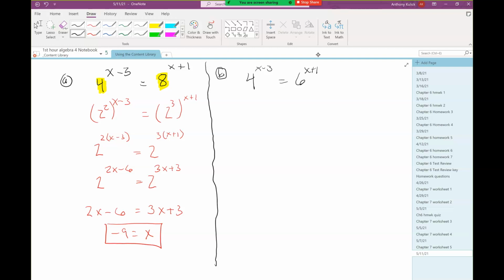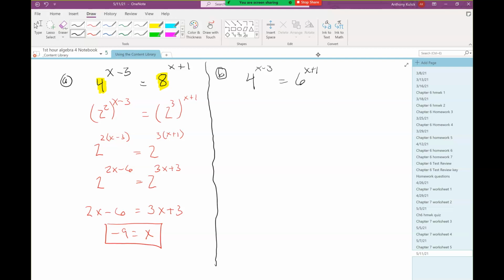So what should I do here? In this case, I'm going to use a logarithm. Okay? So the question becomes, which logarithm do I want to use? Log base 2, log base 1/2, the common log, the natural log, something else?